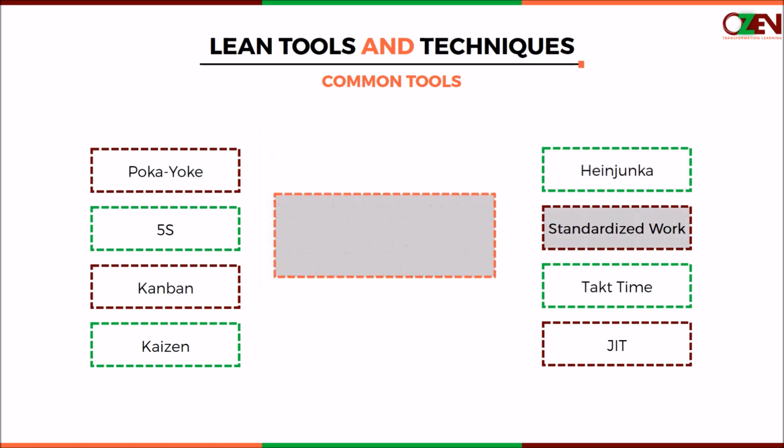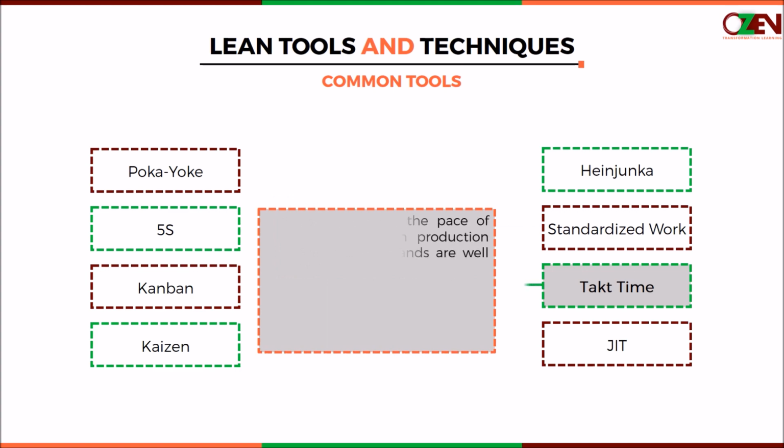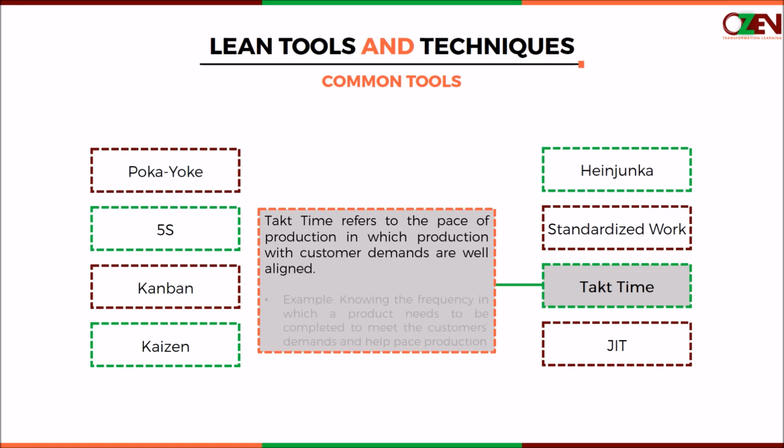Standardized work documents the procedure's best practices. Examples are procedures and job aids. Takt time refers to the pace of production in which production and customers' demands are well aligned. An example is knowing the frequency in which a product needs to be completed to meet the customer's demands and help pace production.